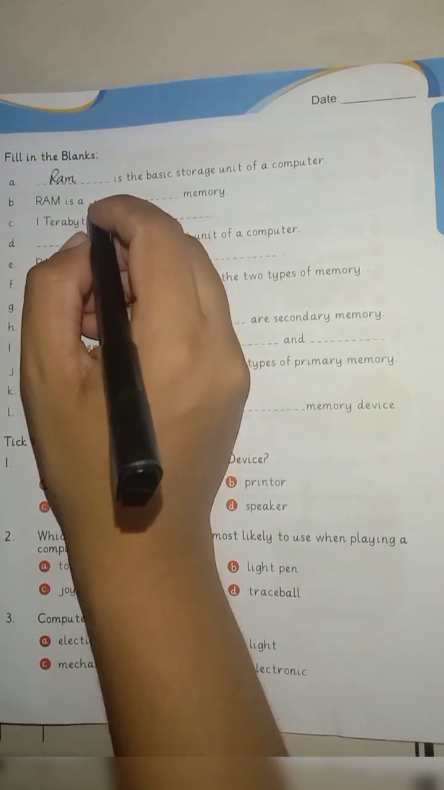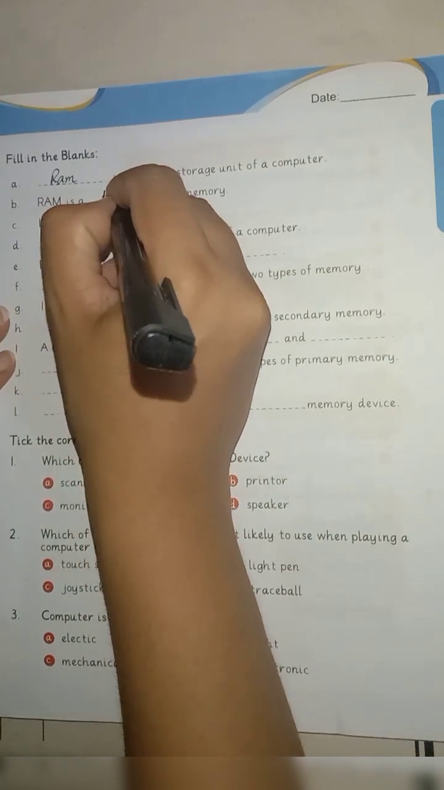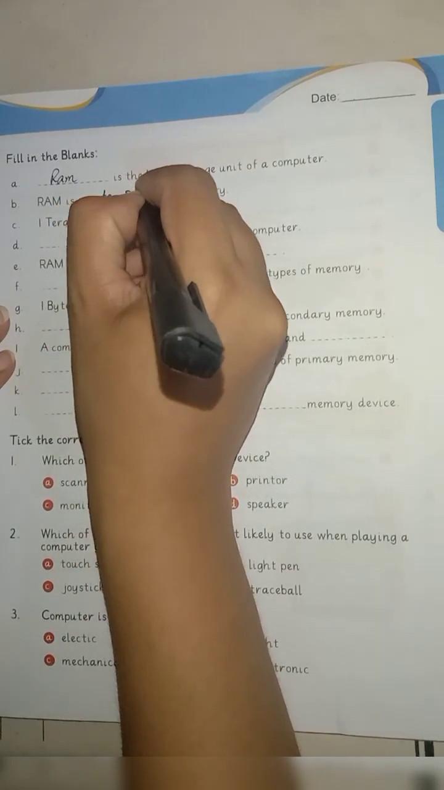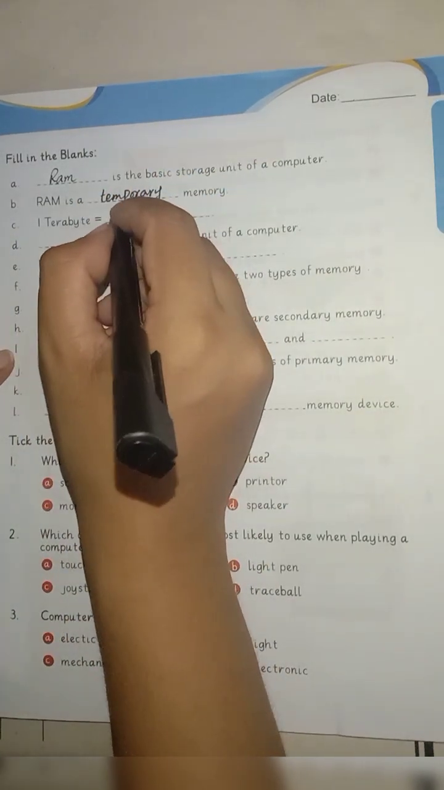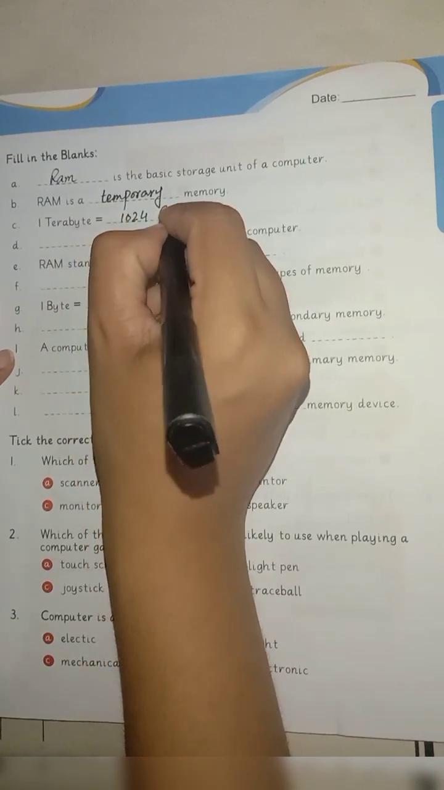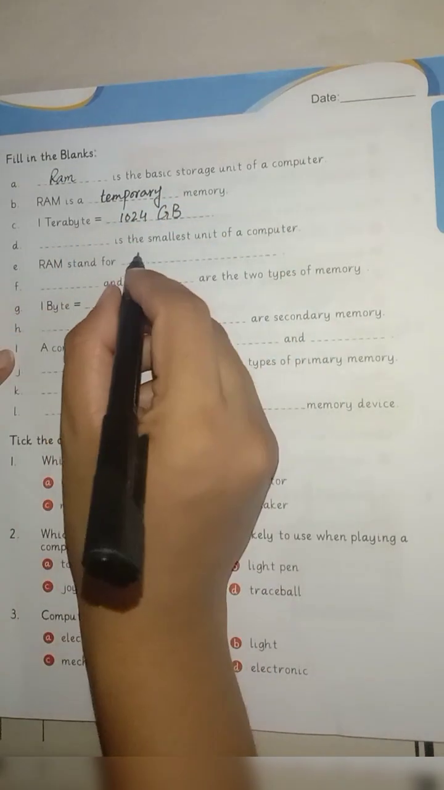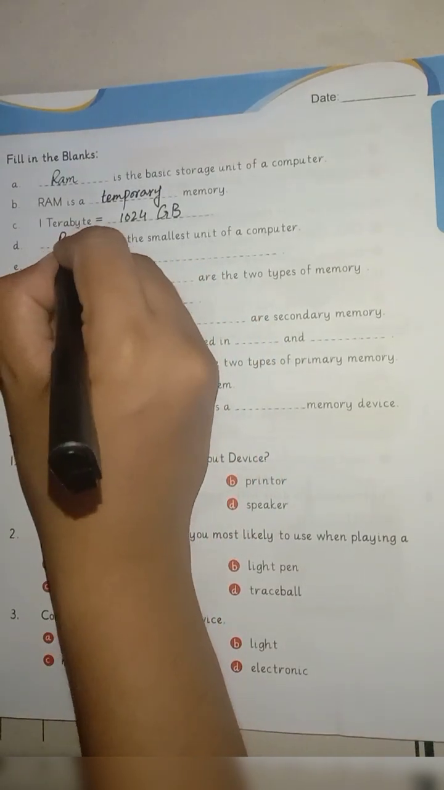RAM is a temporary memory. One terabyte is equal to 1024 GB. Dash is the smallest unit of a computer. Bit.